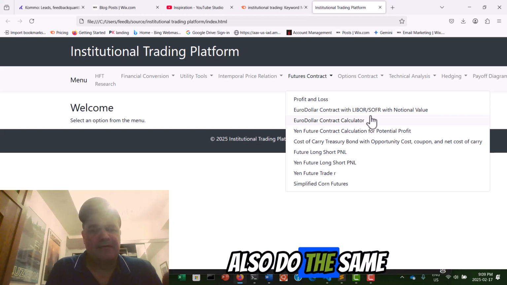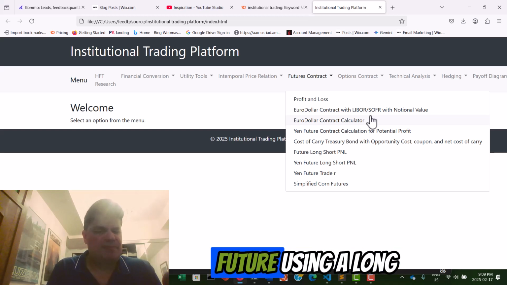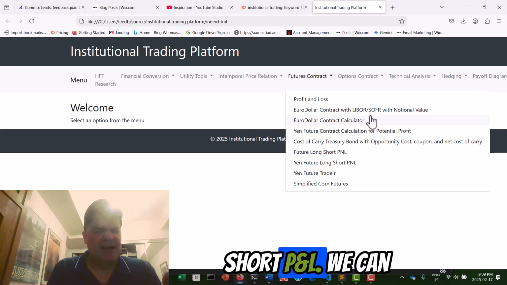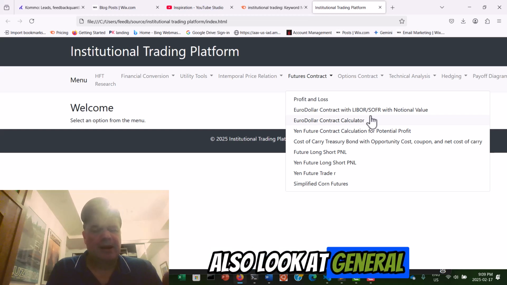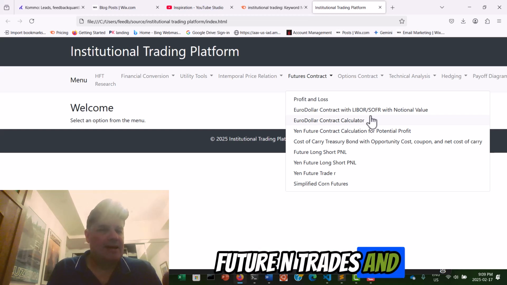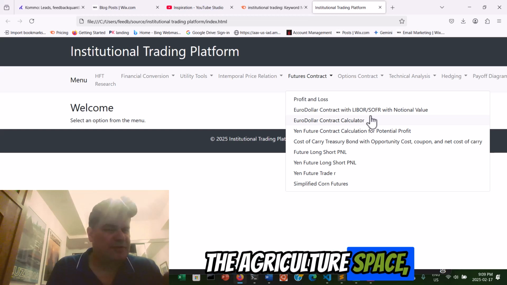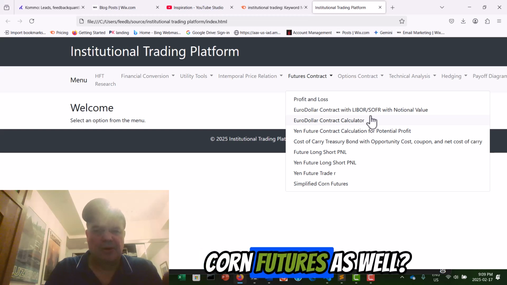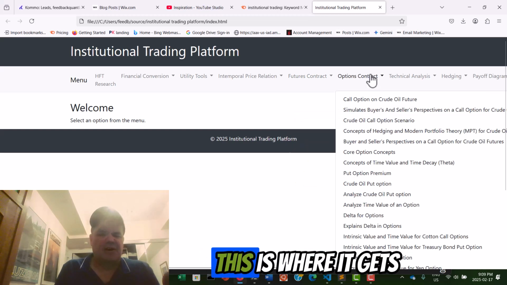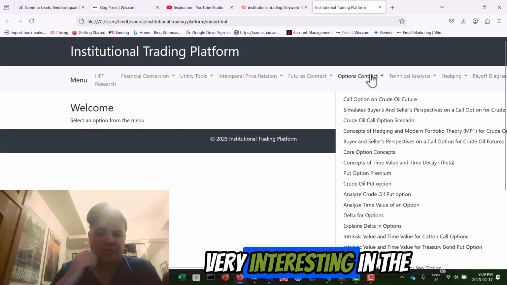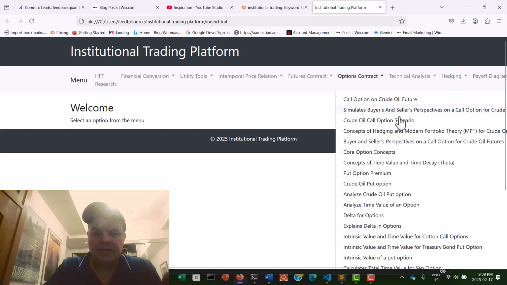We can also do the same thing with the yen future using a long short P&L. We can also look at general future yen trades. And as another example, in the agricultural space, why not do simplified corn futures as well? This is where it gets very interesting in the options market.